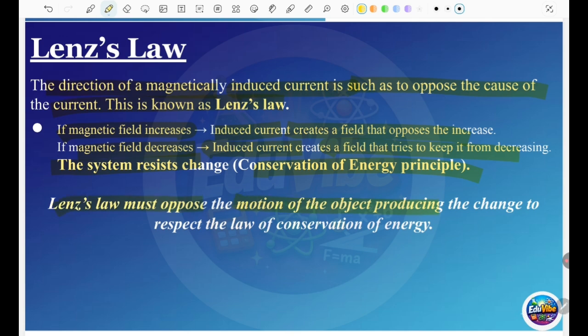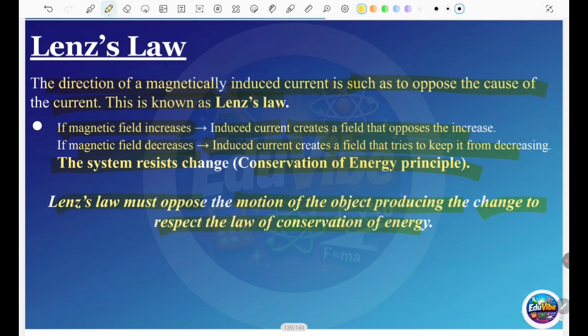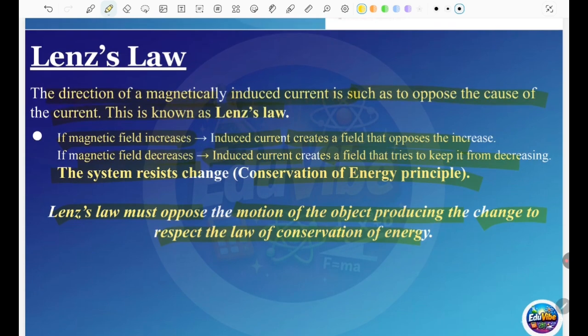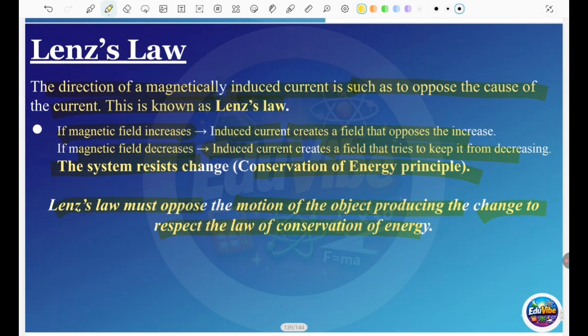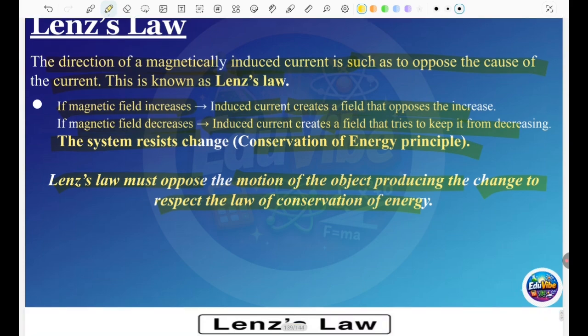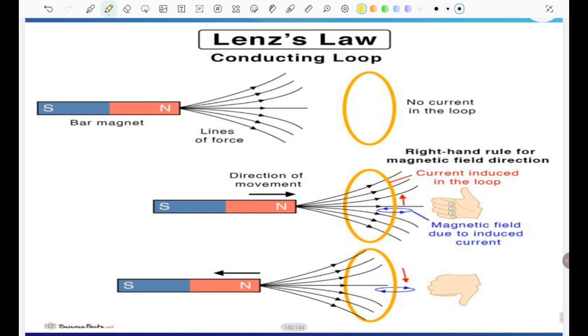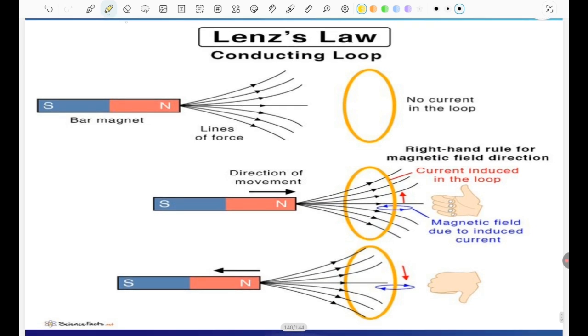So Lenz's law must oppose the motion of the object producing the change, with respect to the law of conservation of energy. So that opposition should be according to the law of conservation of energy. That's all of it, and both talk about the induced current or the magnetic field involved. This is more of a theory based thing we just have to know. But the diagram you commonly see for Lenz's law is that if we have a bar magnet, the lines of force originate from the north and go to the south, and there's no current in the loop yet.